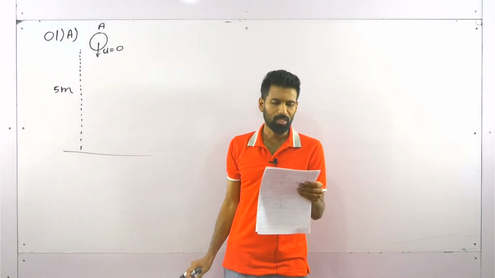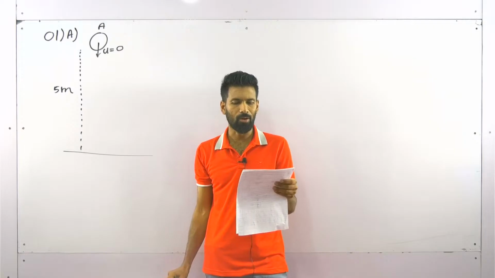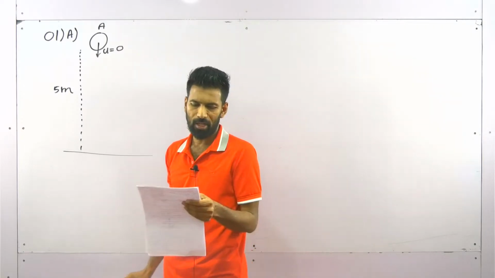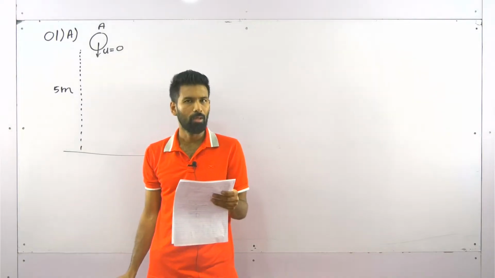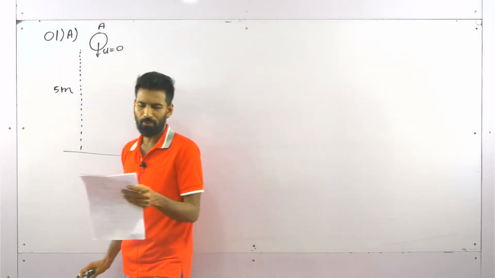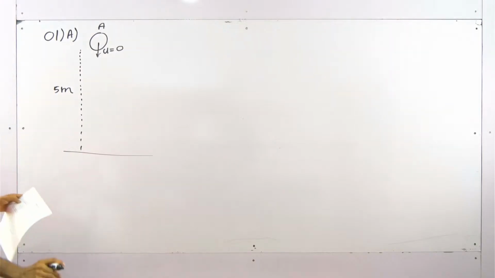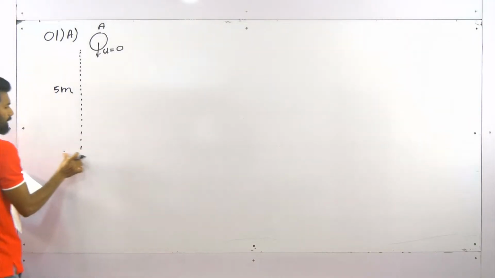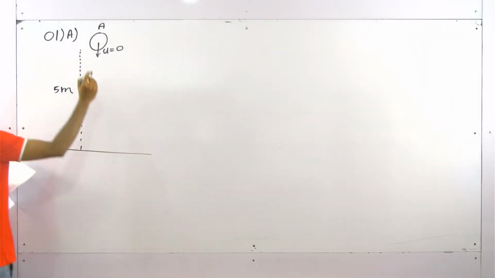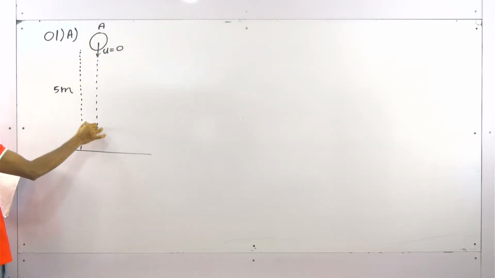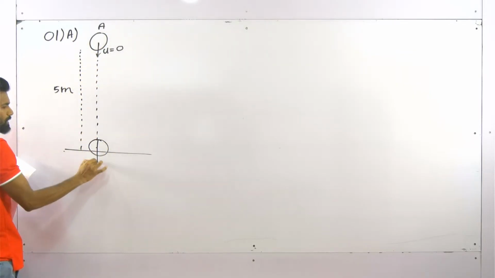Okay, the velocity that A bounces back after hitting the ground is 75% of the velocity that it hits the ground. So first question: find the time for A to hit the ground. A is released from a 5-meter height. It will come down like this, and it will hit the ground with the velocity v.